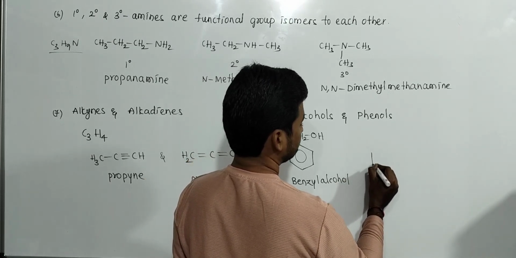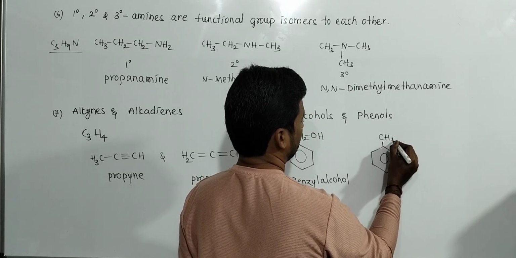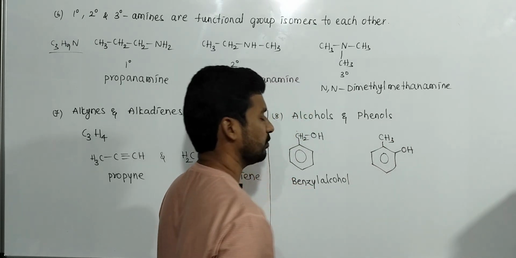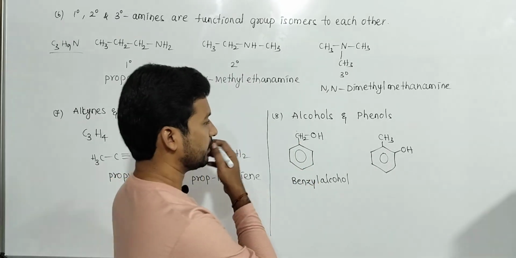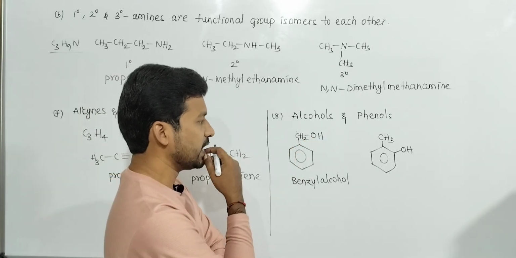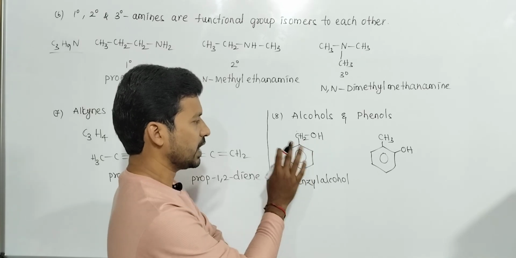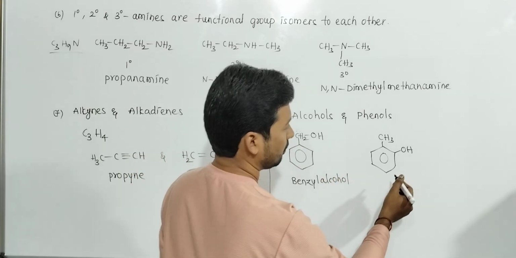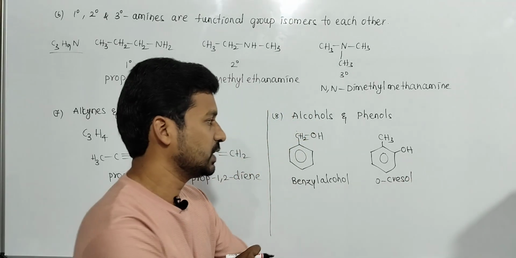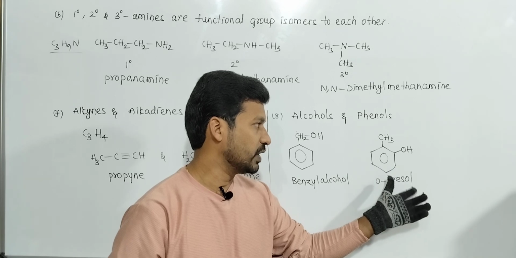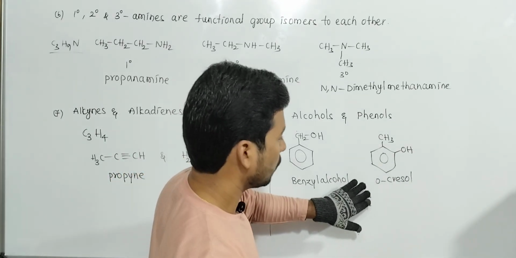Or if you see this one, the molecular formula is the same. Total number of hydrogen atoms: 5 plus 3, 8 hydrogen atoms, 7 carbons, 8 hydrogens, 1 oxygen. Molecular formula same, but this is called cresol, ortho-methylphenol. So this is what functional group isomerism is. This is phenol, so o-methylphenol.